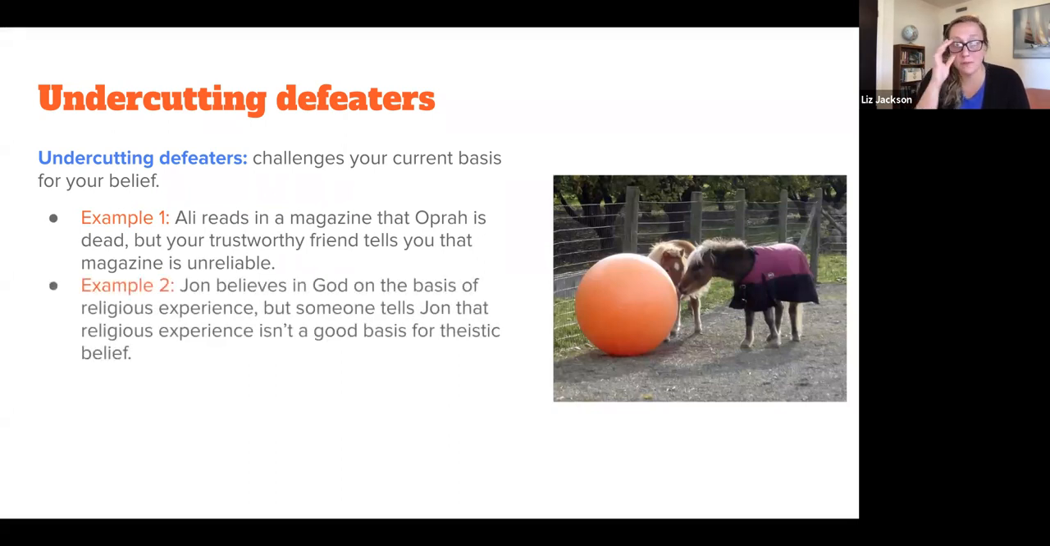Here's another example. Let's say John believes in God on the basis of religious experiences that John has had. Then someone tells John, religious experience isn't a good basis for believing in God. Maybe they give some kind of reason to think that. Then John has a defeater for his belief in God, not because the person has given an argument God doesn't exist, but because the person has said, religious experiences aren't a good reason to believe in God.